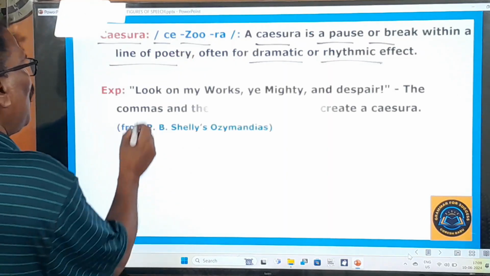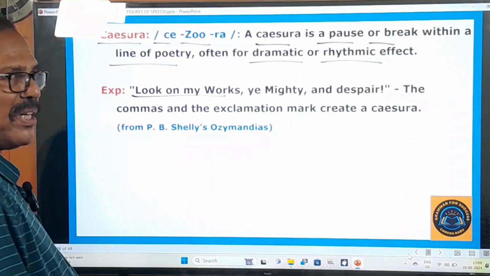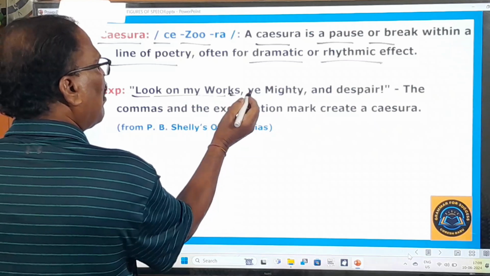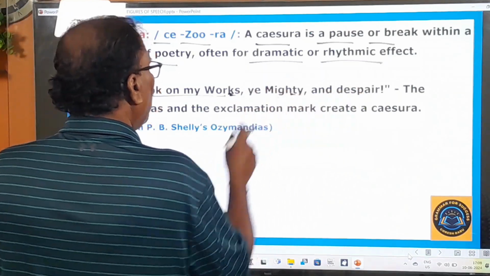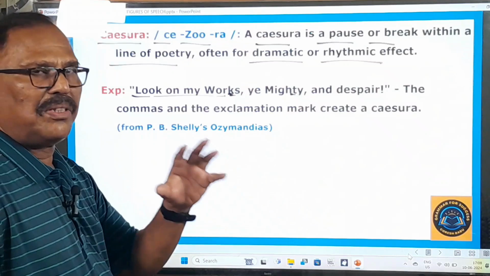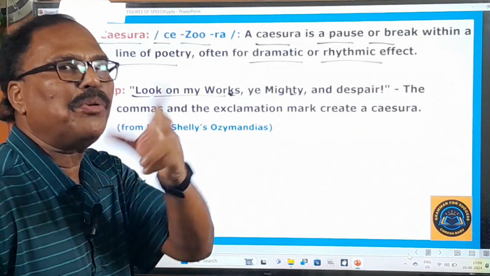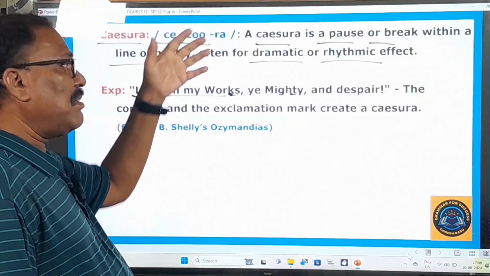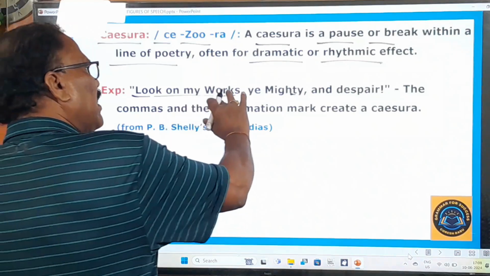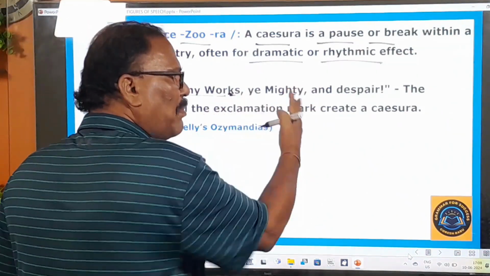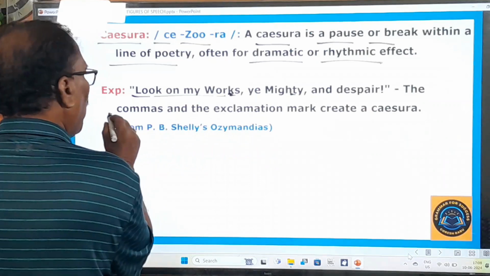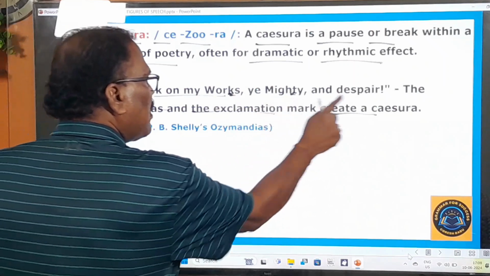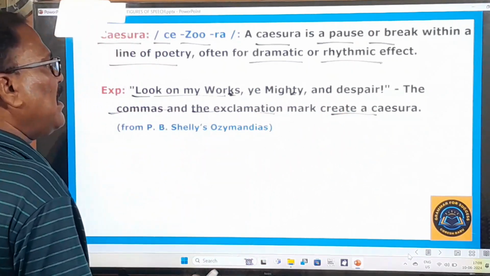And here he said, "Look on my works." This is taken from Ozymandias, the poem prescribed in your syllabus. "Look on my works, ye Mighty, and despair!" If you say it without the breaks, you don't find any beauty in that. It's "Look on my works," gap, "ye Mighty, and despair." If you read that in a musical, rhythmic way, you find some beauty. So here the commas and the exclamation mark create a caesura.